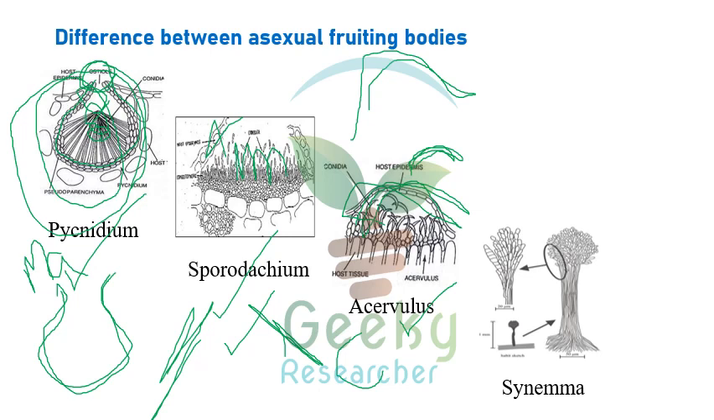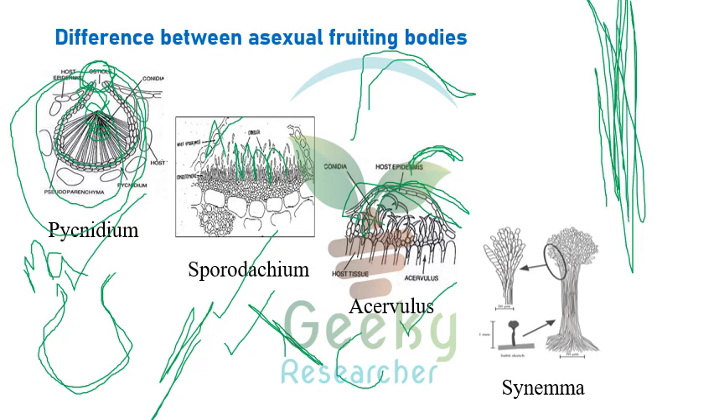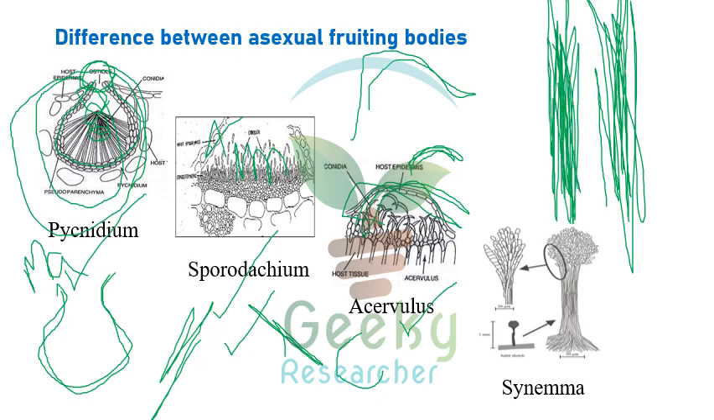So the next one is the Synnema. We can see here Synnema has erect branches. It looks like branches, right? It is a loose aggregation of branched or unbranched erect conidiophores. So all the conidiophores are loosely aggregating and coming together, looking like a tree or a bunch of trees, right? So this kind of Synnema can be produced by fungi like Ceratocystis, maybe Graphium or Podosporium.